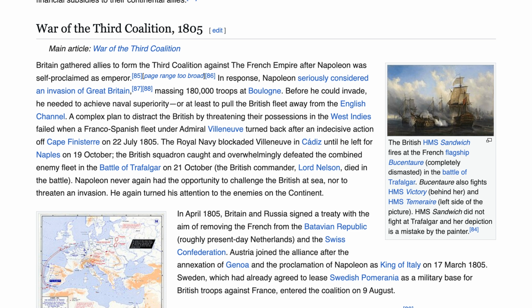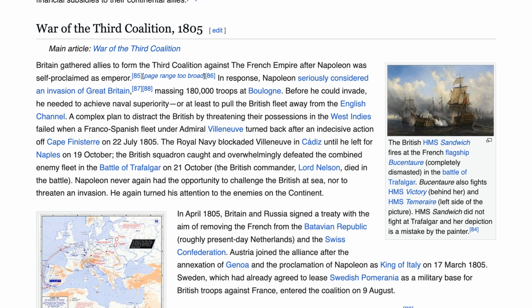Before he could invade, he needed to achieve naval superiority, or at least to pull the British fleet away from the English Channel. A complex plan to distract the British by threatening their possessions in the West Indies failed when a Franco-Spanish fleet under Admiral Villeneuve turned back after an indecisive action off Cape Finisterre on the 22nd of July 1805. The Royal Navy blockaded Villeneuve in Cadiz until he left for Naples on the 19th of October.